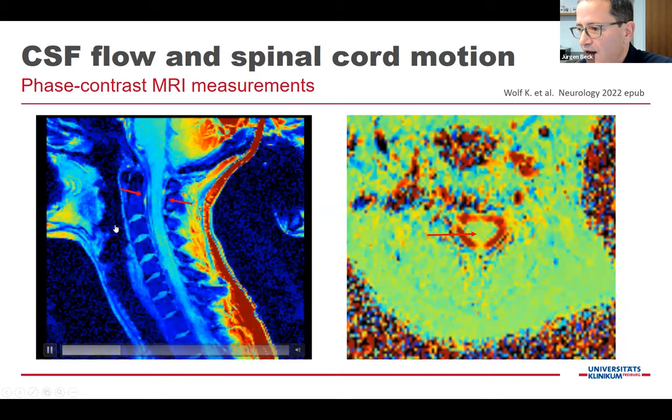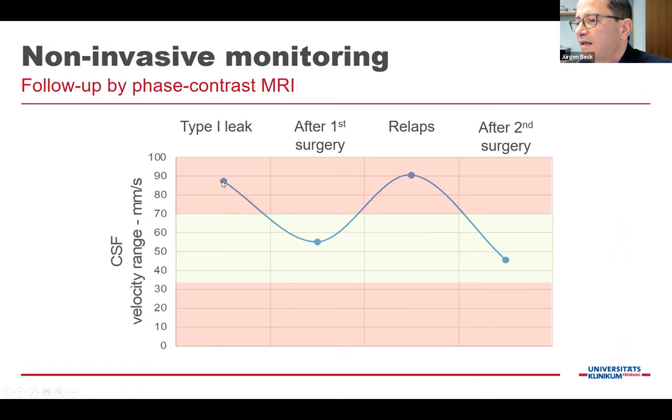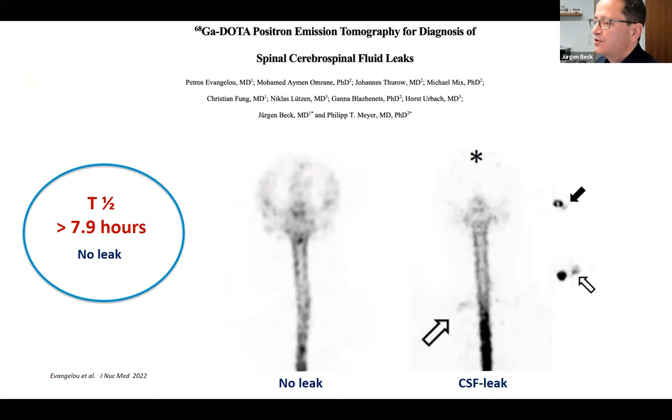Just to give you one instance, we had a case with a leak in the CINE motion MRI, clearly showing us that there is a leak. After surgery, the patient was healed. Then the patient had a real relapse, so the leak reopened. It was clearly demonstrated by the CINE motion. We did a second surgery and the CINE motion MRI was normal again. So a very promising tool, non-invasive without any contrast. There is another tool we are trying to establish, which is gallium CSF PET.